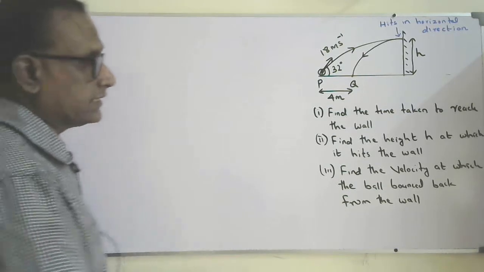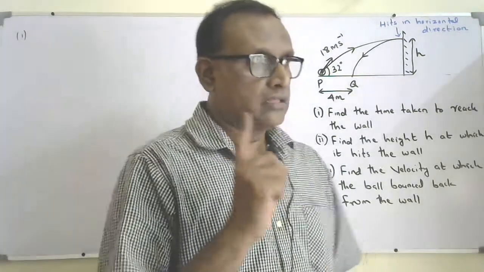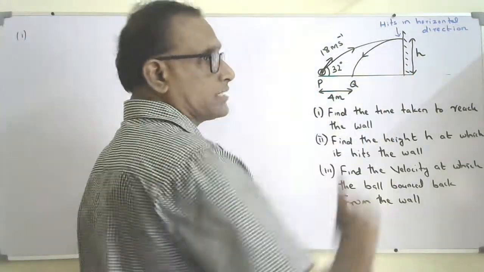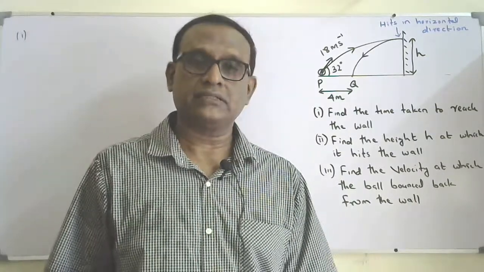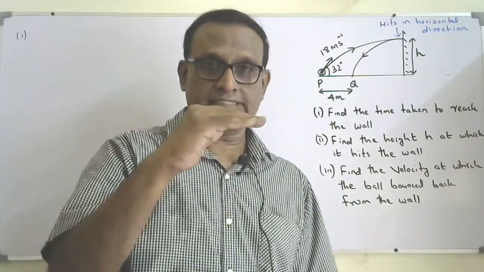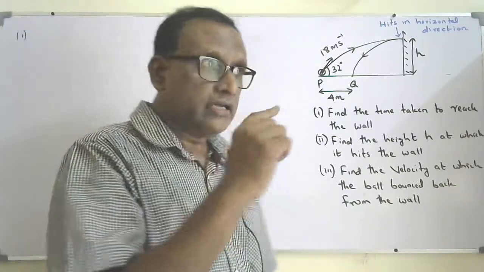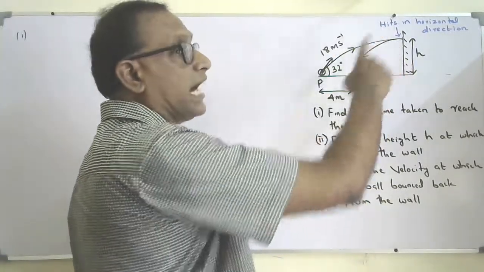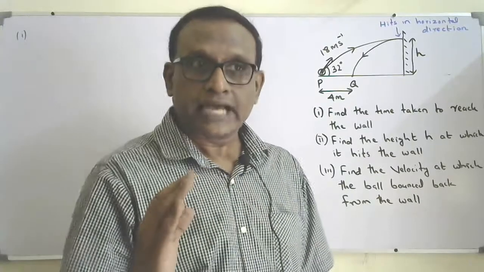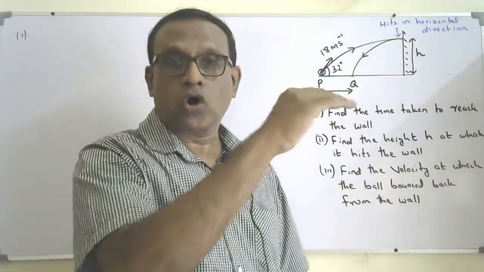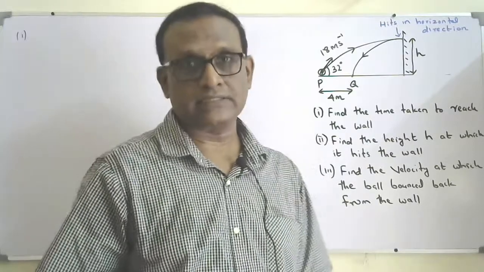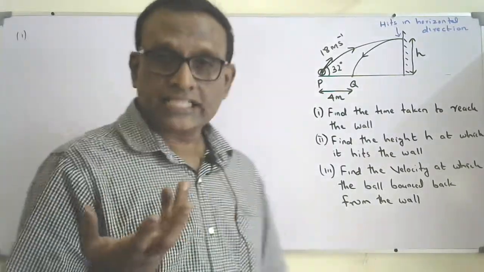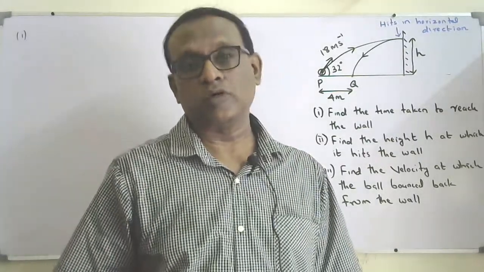Okay, so the idea here, the ball is hitting the wall in horizontal direction. If that data is not given, we can't answer the first part. It's hitting the wall in horizontal direction means the ball is hitting the wall at its highest point. So the time taken to reach the wall is same as the time taken to reach its highest point, isn't it? So at the highest point, we know the vertical component of the velocity is 0.